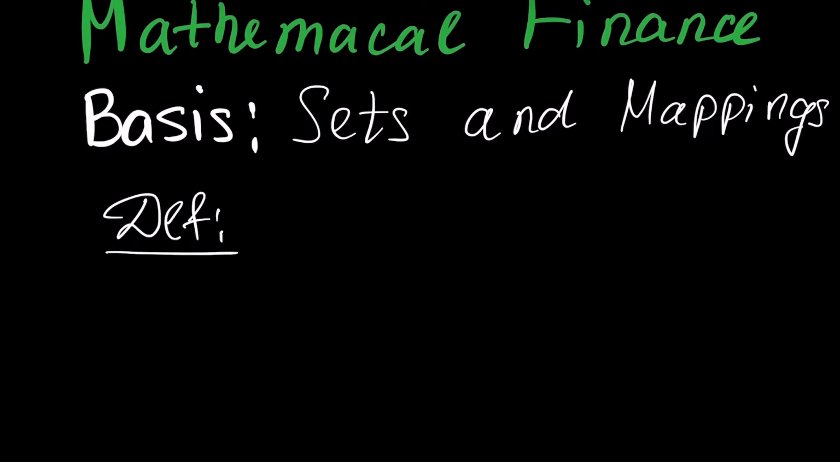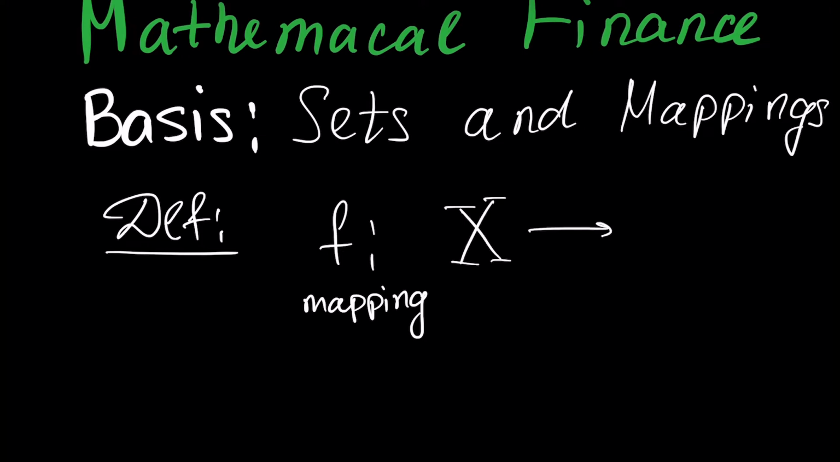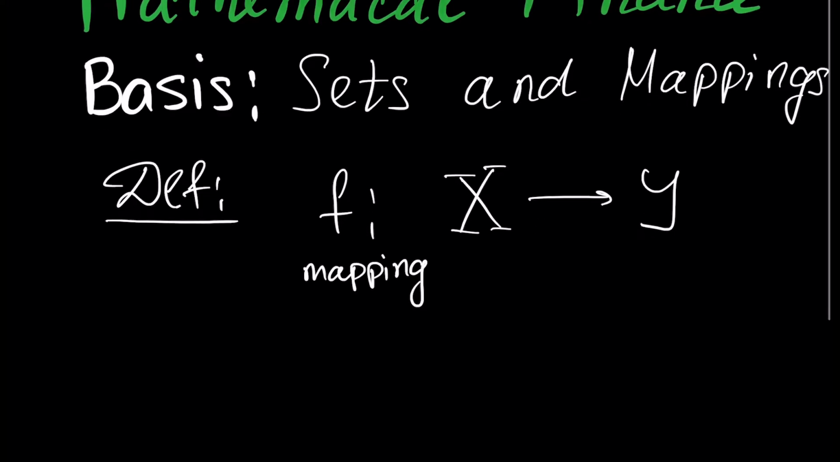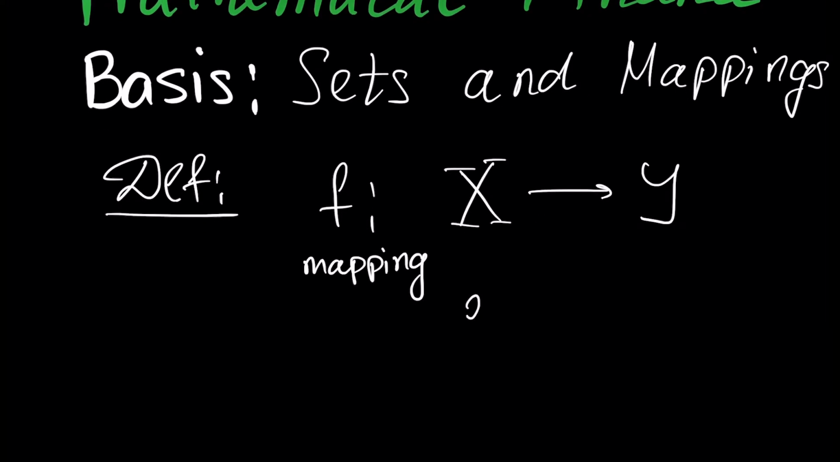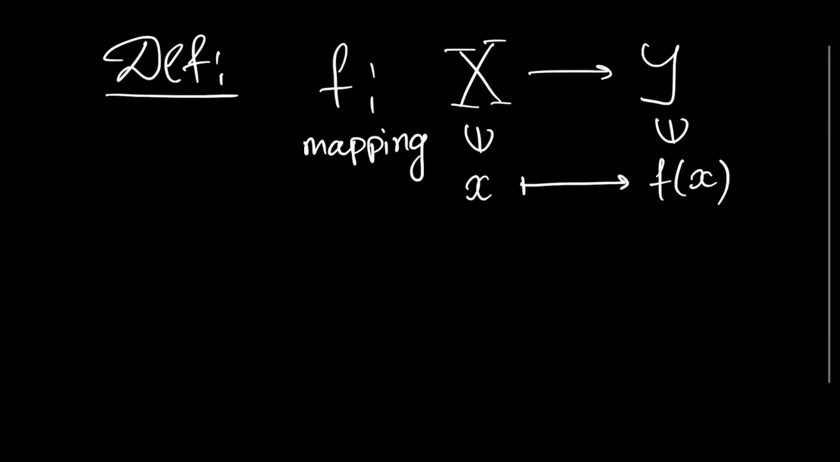Definition. Assume we have a function or mapping from the set X to another set Y. And in this mapping, element small x from this set big X maps into another element f of x, which is inside set big Y. And this mapping f is called injective.